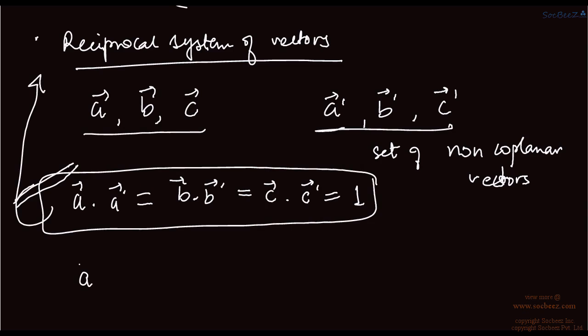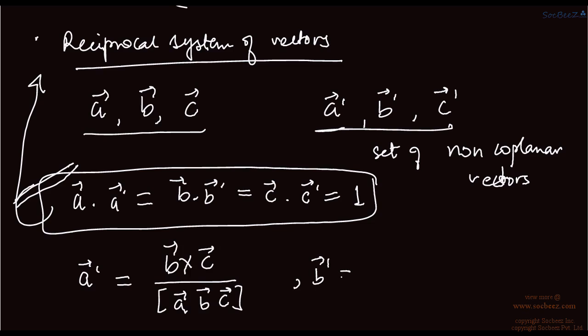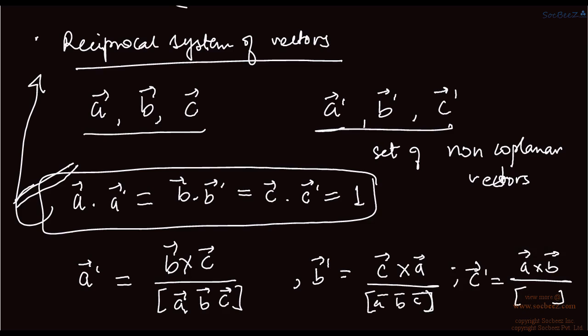And A dash vector can be given by B vector cross C vector upon the scalar triple product. B dash will be given by C cross A vector divided by the scalar product [A, B, C]. And C dash vector will be given by A cross B divided by the same scalar product. Fine. So here we complete our vector algebra.